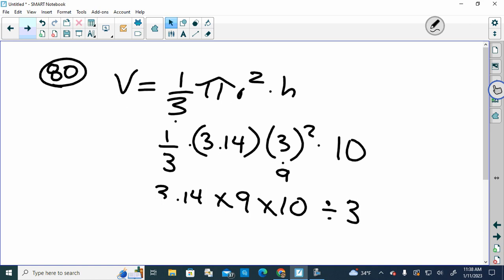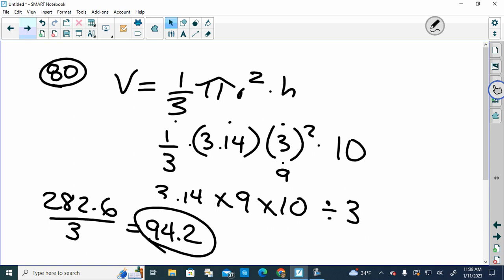Because really this was 1 times this times this times this, but 1's not going to change anything, right? But the 3 is on the denominator, so you divide after you get that answer. When you multiplied all that out, what did you get on the top? 282.6. That you're dividing by 3. And 94.2. We didn't leave it in terms of pi because we plugged it in.